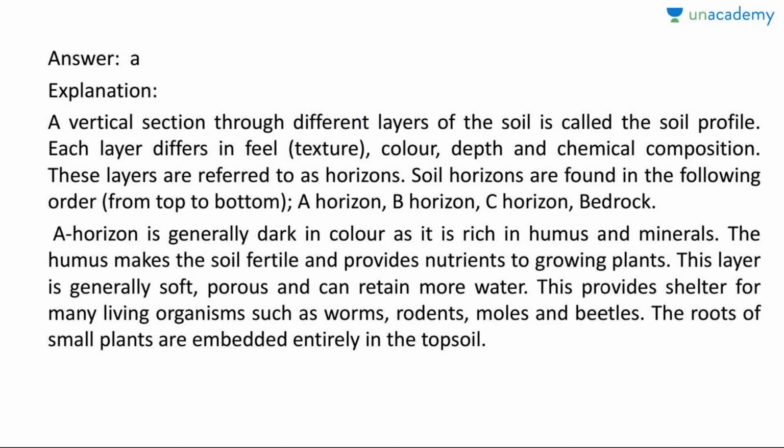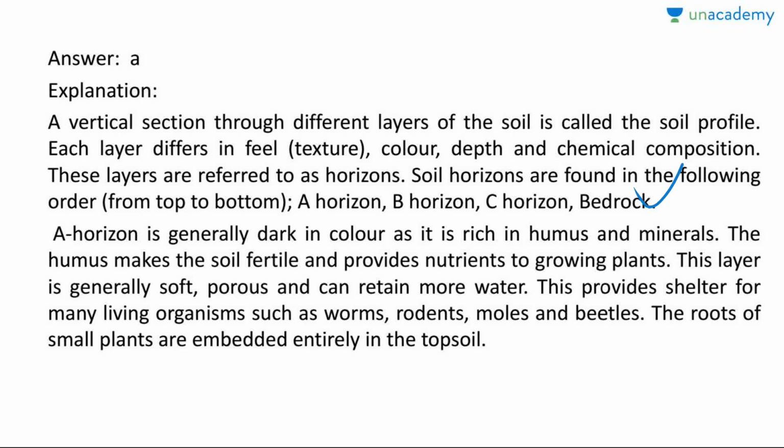A vertical section through different layers of the soil is called the soil profile, and each layer differs in feel, texture, color, depth, and chemical composition, and these layers are referred to as horizons. Soil horizons are found in the following order from top to bottom: A, B, C, and bedrock. The A horizon is generally dark in color as it is rich in humus and minerals.